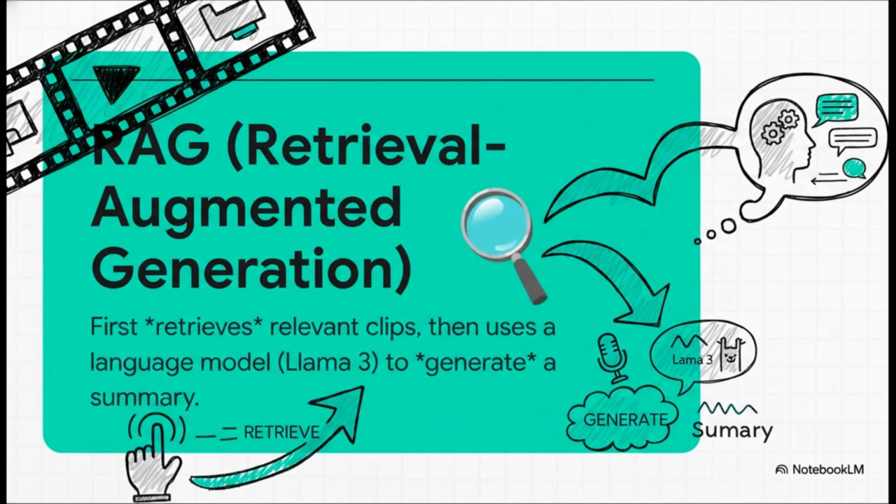The system uses this really powerful technique called RAG, which stands for Retrieval Augmented Generation. Let's break that down because it sounds complicated, but it's not. First, the vector database retrieves the most relevant video clips. That's the R. Then it hands those clips over to a big language model, in this case, Llama 3, which then generates a nice human-readable answer for you. That's the G. So you don't just get a link to a video, you get an actual answer to your question summarized from the video itself.